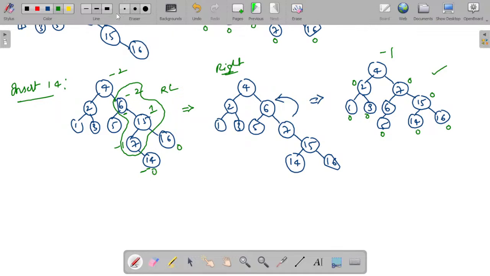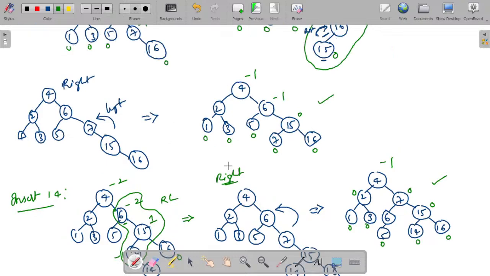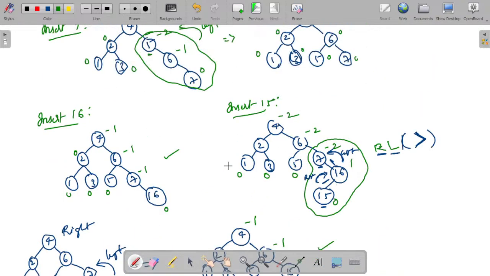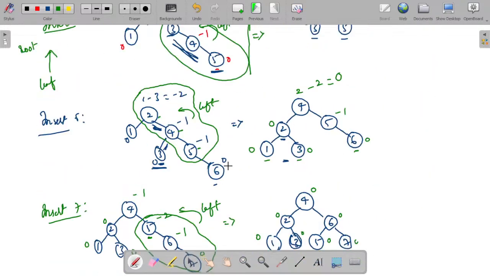Right, so this is the reason, Tendulkar. 4 has become the root node in this step. After we insert 6, 4 has become the root node. So here, after we insert 6, which is this particular node, the balance factor for 2 has become minus 2.